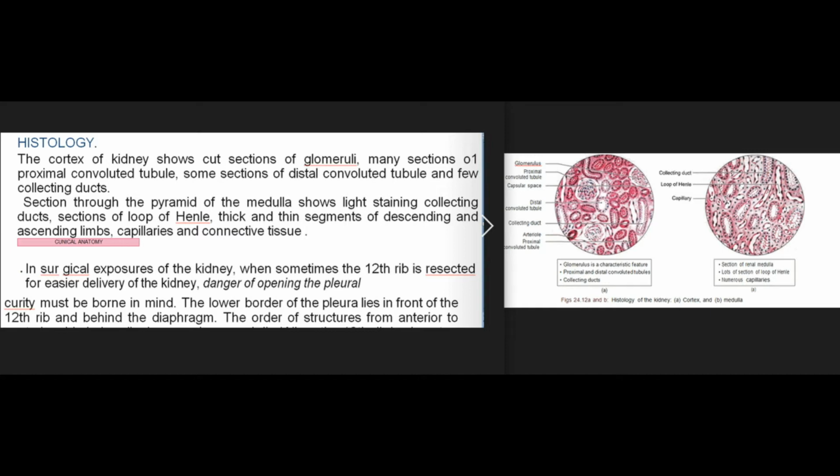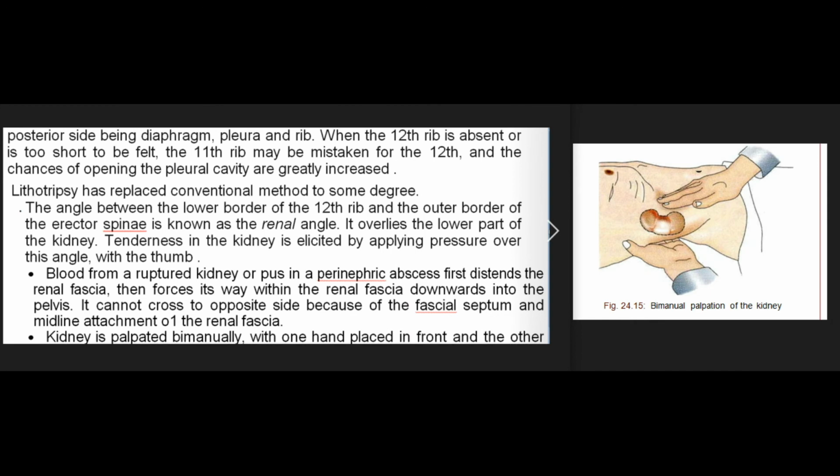In surgical exposures of the kidney, when sometimes the 12th rib is resected for easier delivery of the kidney, danger of opening the pleural cavity must be borne in mind. The lower border of the pleura lies in front of the 12th rib and behind the diaphragm. The order of structures from anterior to posterior side being diaphragm, pleura, and rib.